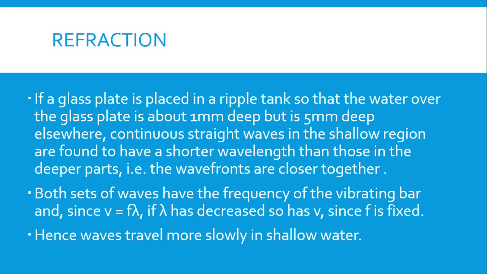Both sets of waves have the frequency of the vibrating bars, so the frequency remains the same. Now, if we think about the wave equation, we have v, f, and lambda. If frequency remains the same and lambda changes, then the other thing that must change in order for the equation to be satisfied is velocity. So if lambda has decreased, so has v, since f is fixed. Since lambda and v are directly proportional, if v has decreased, lambda has also decreased. Hence, waves travel more slowly in shallow water and faster in deep water.